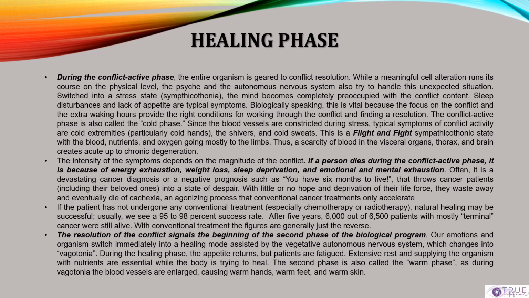The intensity of the symptoms depends on the magnitude of the conflict. If a person dies, for example, during the conflict active phase, it is because of energy exhaustion, weight loss, sleep deprivation, and emotional as well as mental exhaustion. Often it is a devastating cancer diagnosis or negative prognosis that you receive, such as you only have 6 months to live, that throws a chronically ill patient and their beloved ones, for that matter, into a state of despair.